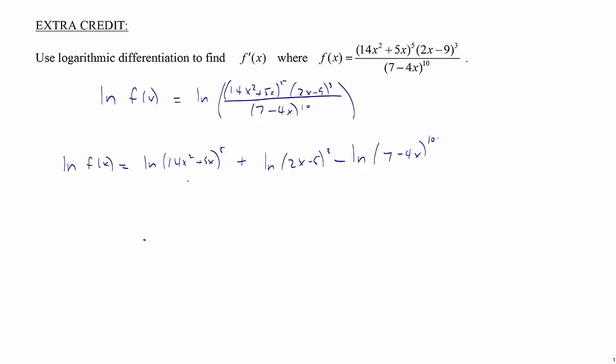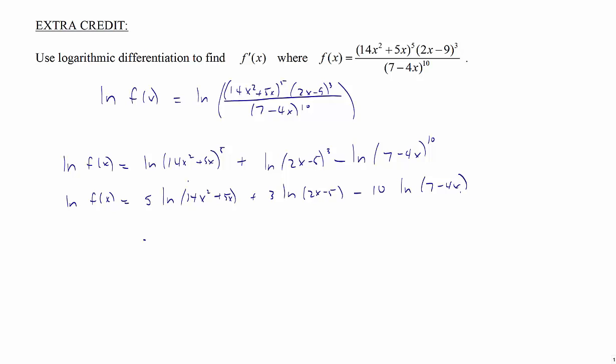I'm going to take one more step and bring those exponents down. So this becomes 5 times the natural log of (14x squared + 5x), plus 3 times the natural log of (2x - 5), and then the last one, minus 10 times the log of (7 - 4x).